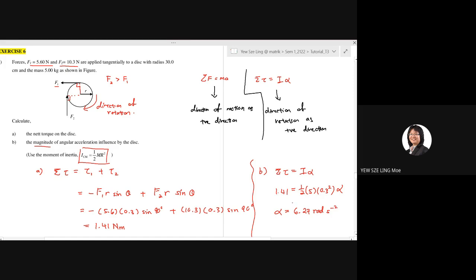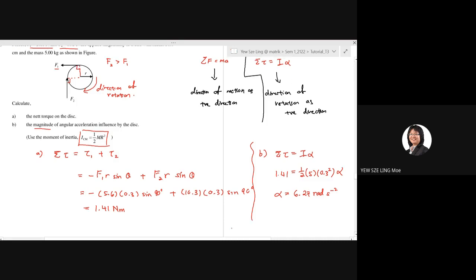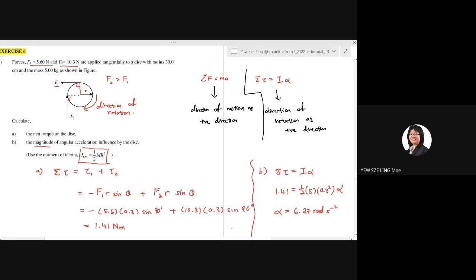Okay, radian per second squared. So make sure you got the right unit. Okay, the unit will be given 2 marks in your assignment. 2 marks for the unit alone, not 1 mark but 2 marks. So make sure you got the right unit in every single question. So I give you 2 minutes to write it down.